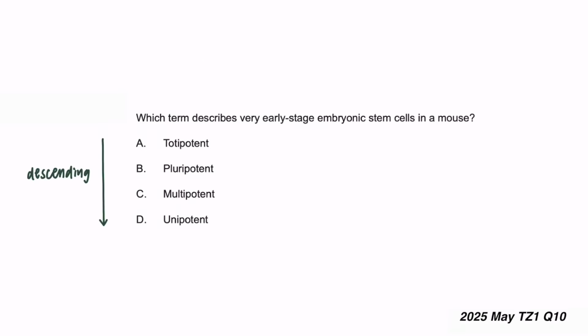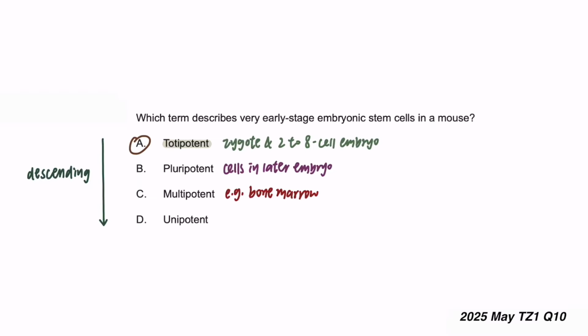This is the descending order of potency among these stem cells. The totipotent stem cell has the highest potency to form any cell type. Zygotes and 2 to 8 cell embryos are totipotent stem cells. Cells in later embryos are pluripotent. They can also form a wide range of body cells. Bone marrow is a typical example of the multipotent stem cell. They can form a group of related cells. Unipotent stem cells can only form one specific cell type, for example, skin cell and liver cell.